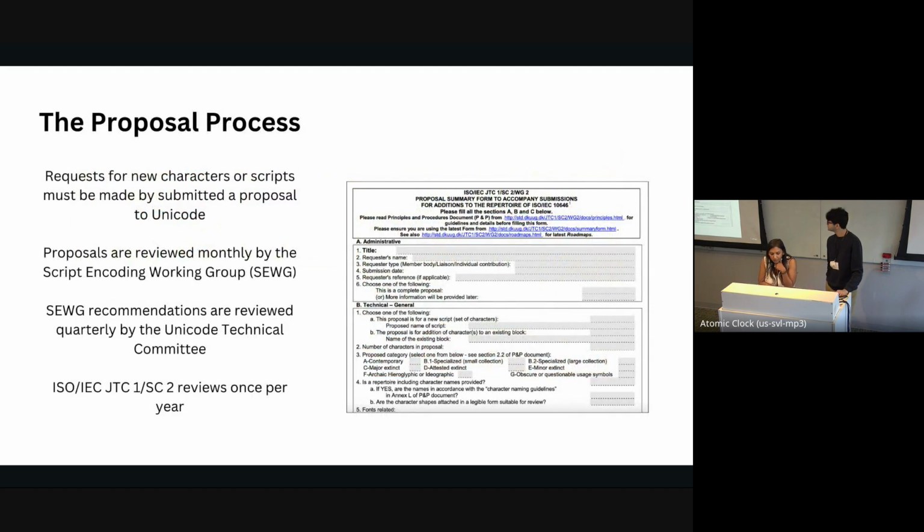So a little bit about the proposal process. For new scripts or characters to be added to Unicode, they go through a few steps where information about the characters is shared with a committee of experts, which is now called the Script Encoding Working Group. It was previously called Script Ad Hoc. That working group reviews them and passes on their recommendations to the Unicode Technical Committee, which meets 4 times a year. And when people submit proposals, they fill out a form that looks something like that.